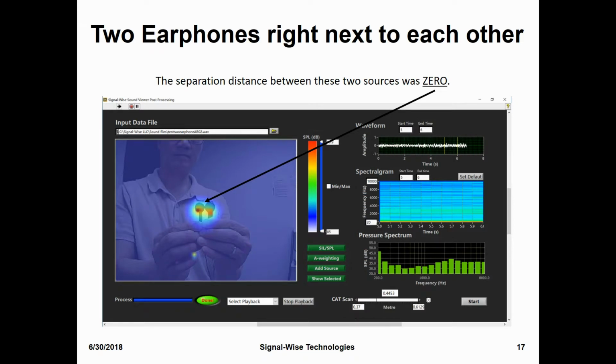Now we put these two earphones right next to each other. In other words, the separation distance between these two earphones were essentially zero. And results show that SoundViewer together with CAT scan can identify these two incoherent sources, even though their separation distance was zero.